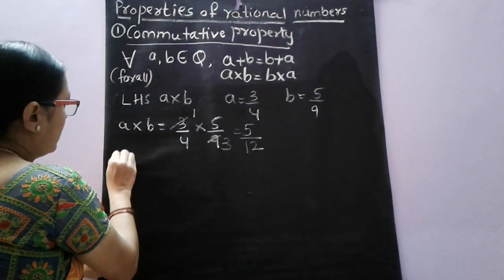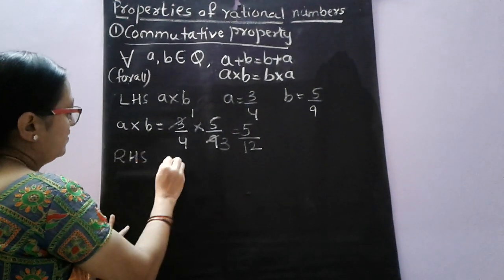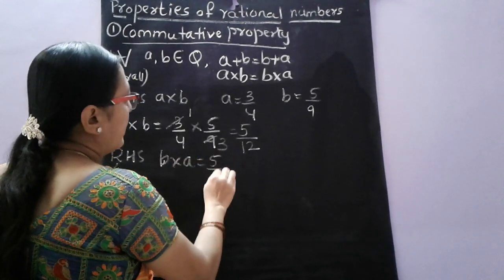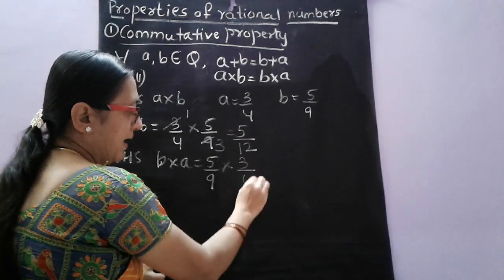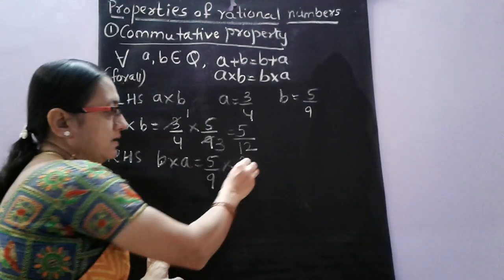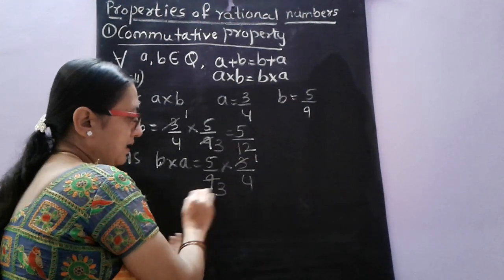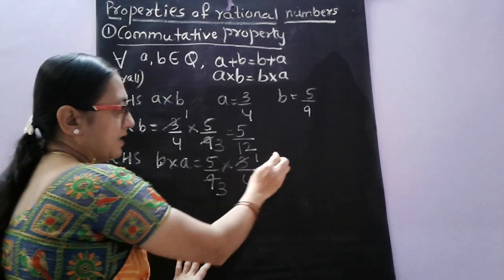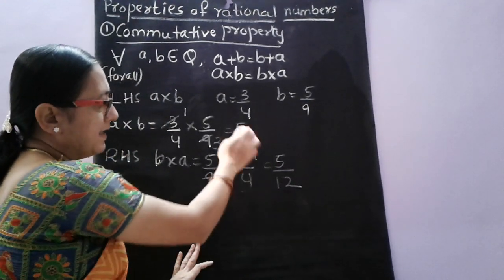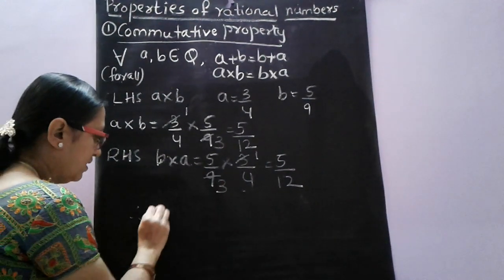Let us try for RHS. B into A. This is 5 by 9 into 3 by 4. Again what can we do here? We can cancel. 3 ones are 3. 3 threes are 9. 5 ones are 5 by 3 fours are 12. So left hand side and right hand side are equal.